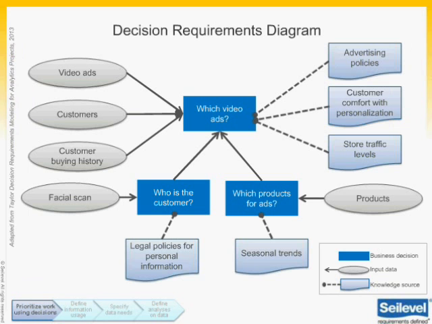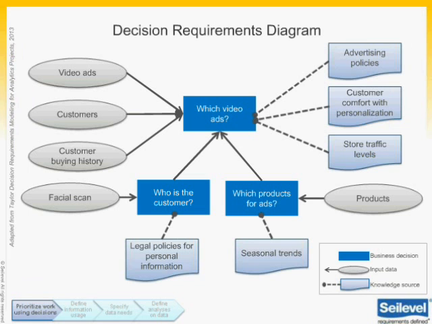Again, it's a very simple one, and I'm sure it's not complete, but it gives you the idea of what I'm talking about. Right in the center, we have our key decision that we're trying to make: which video ad do I want to display to my customer? The boxes are the decisions. Over on the left, we have the ovals. Those are the data inputs required to make the decision. And on the right, the box with the curve shape at the bottom represents the knowledge sources, things like policies or know-how.